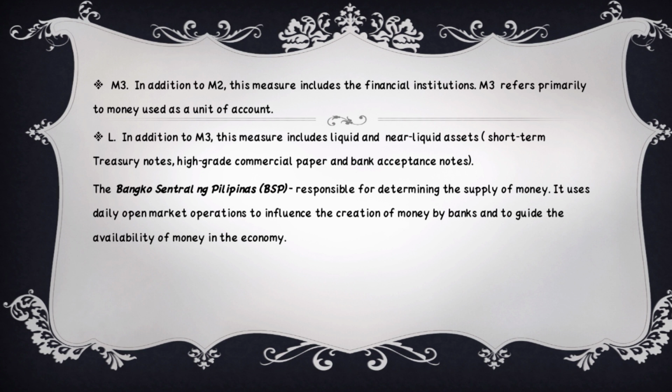Next is M3. In addition to M2, the measure includes financial institutions' large denomination time deposits and term eurodollars. M3 refers primarily to money used as a unit of account. And lastly, in addition to M3, this measure includes liquid and near liquid assets, short-term treasury notes, high grade commercial paper and bank acceptance notes.